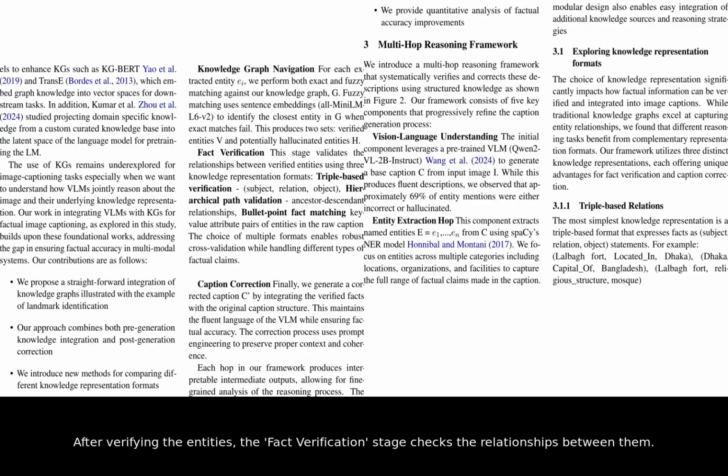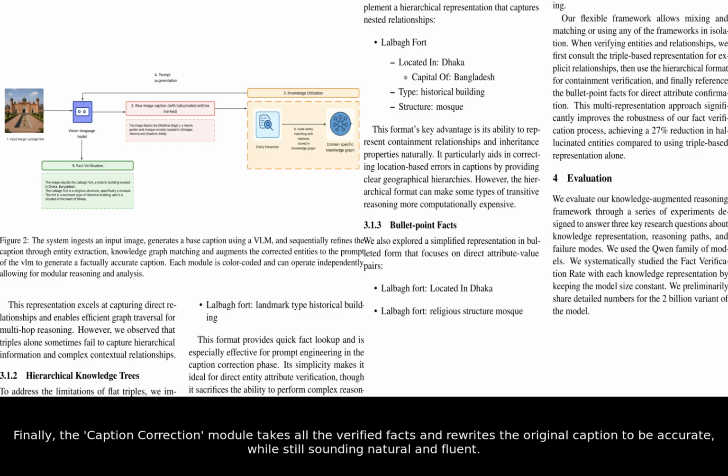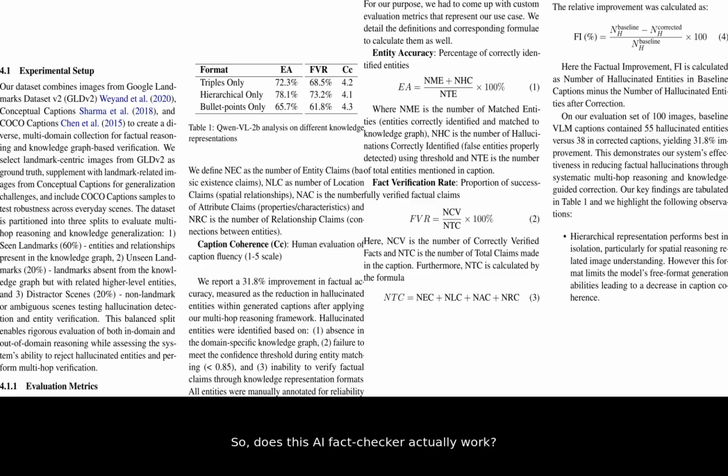After verifying the entities, the fact verification stage checks the relationships between them. For instance, is the Lalbagh Fort actually located in Dhaka? To do this, they tested 3 different ways of storing facts: simple connections, hierarchical trees, and bullet points. Finally, the caption correction module takes all the verified facts and rewrites the original caption to be accurate, while still sounding natural and fluent. So, does this AI fact-checker actually work?